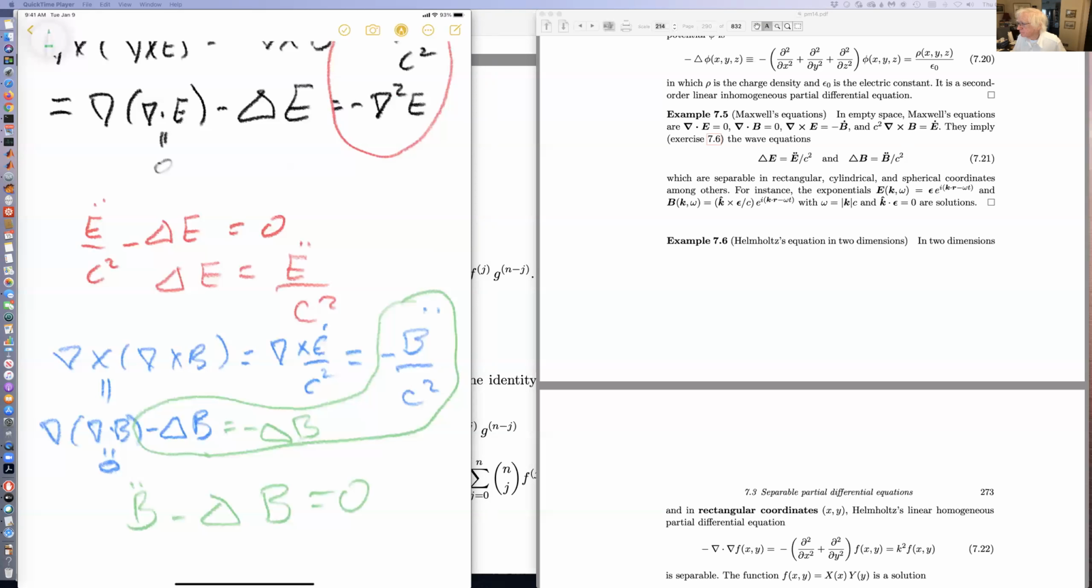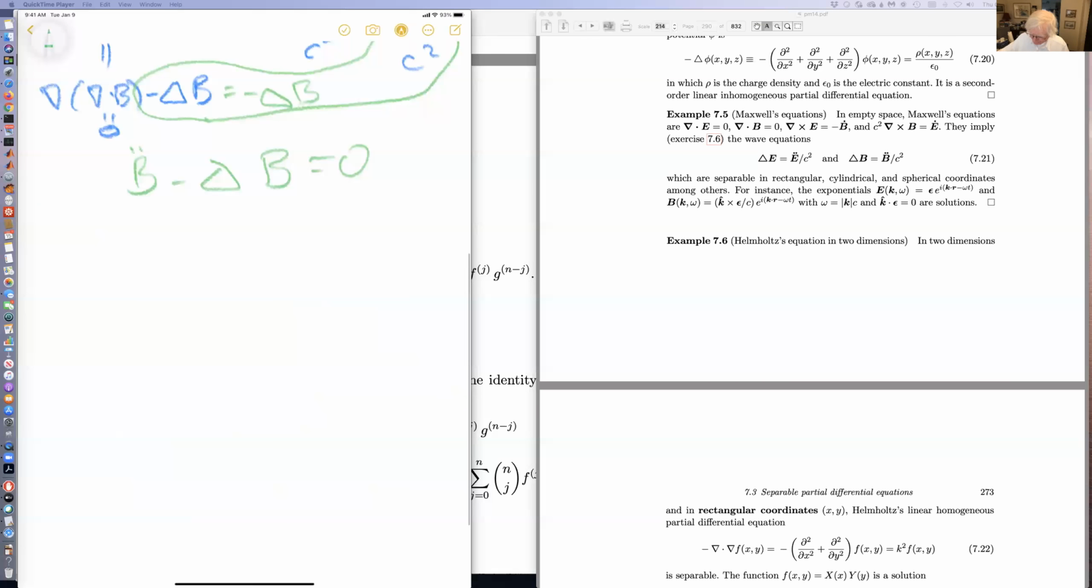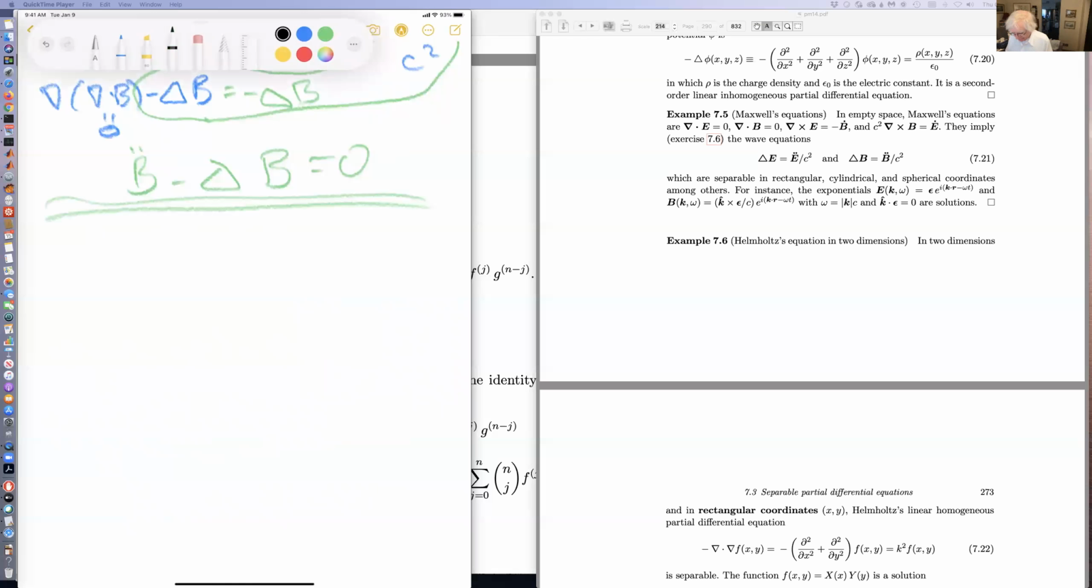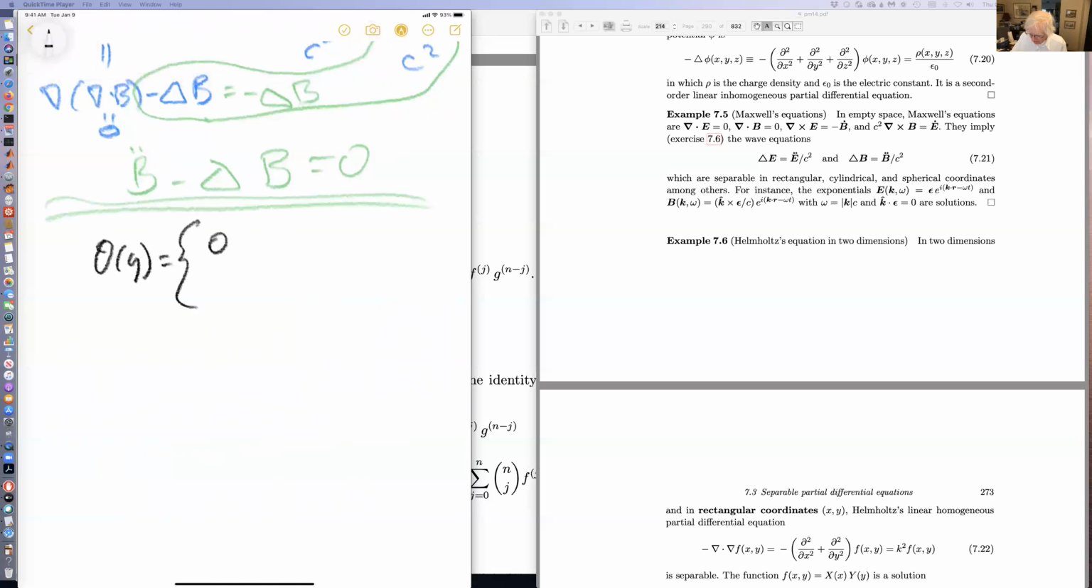Now, in chat, there was a question about problem 634. So let me see what 634 is about. Right. Well, this is the one I discussed yesterday, and I gave a hint for this. Basically what we're dealing with here is the theta of y, so this is equal to 0 for y less than 0 and 1 for y greater than 0.